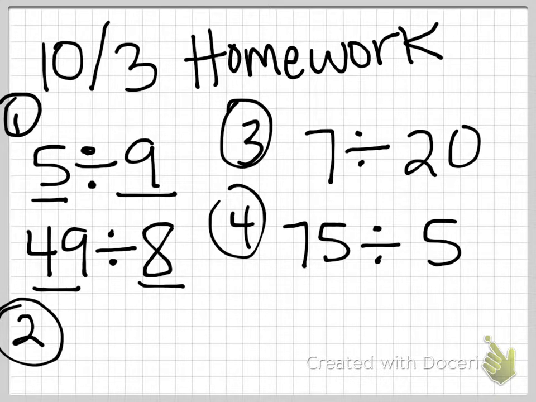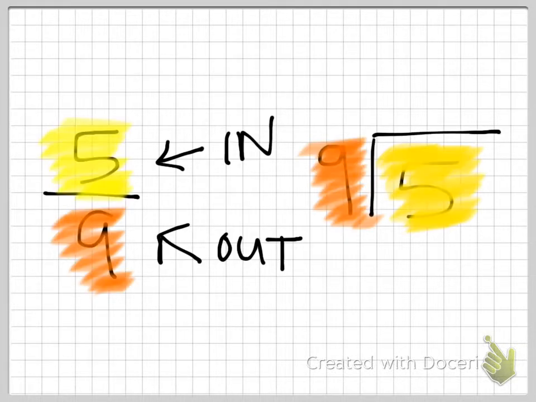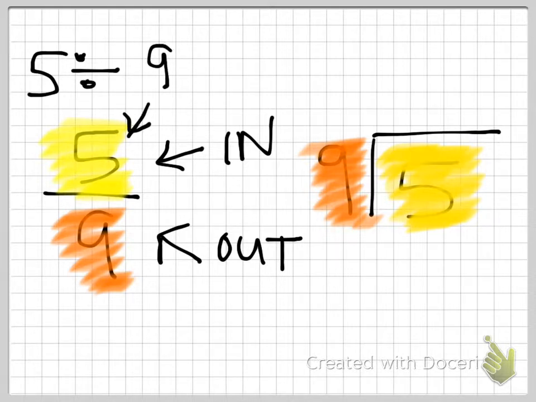I'm going to set up the first one with you. Let's go ahead. 5 divided by 9 can also be written as 5/9 or 5 over 9. This line, remember, means divide. Okay? So my 5 is in and out. Think of in and out. The 5 goes inside, the 9 goes outside.